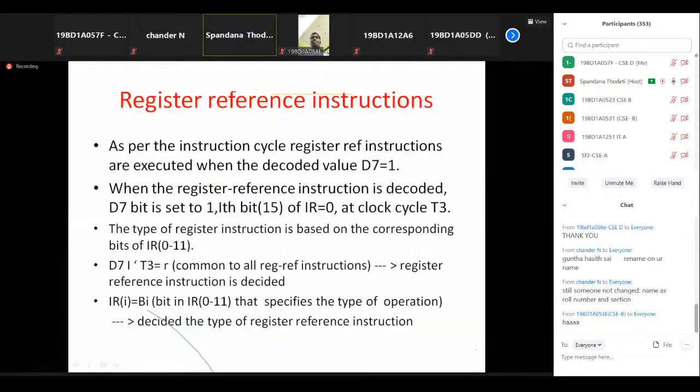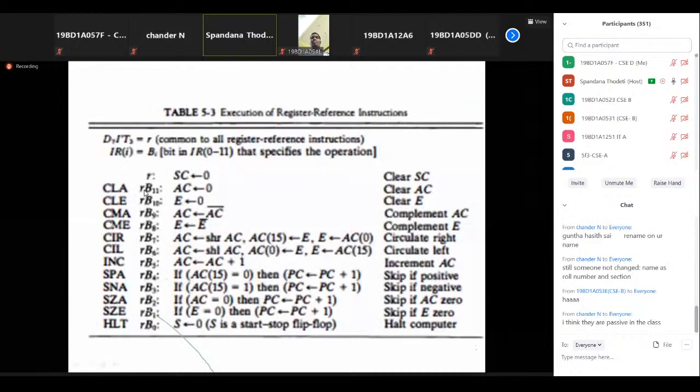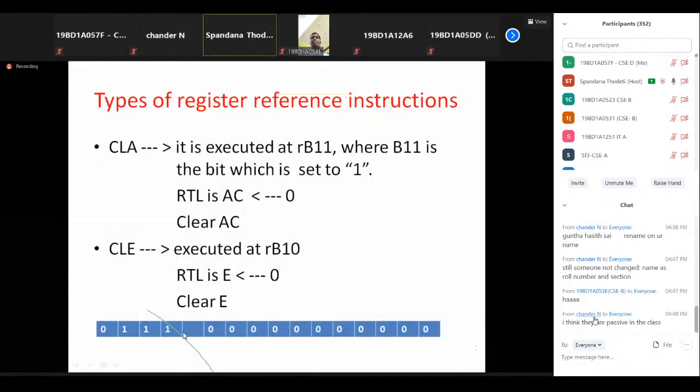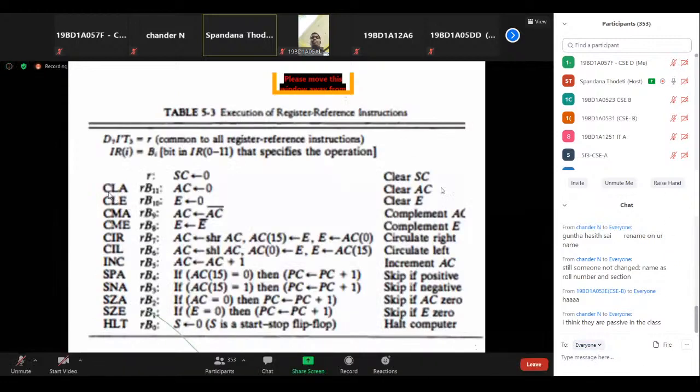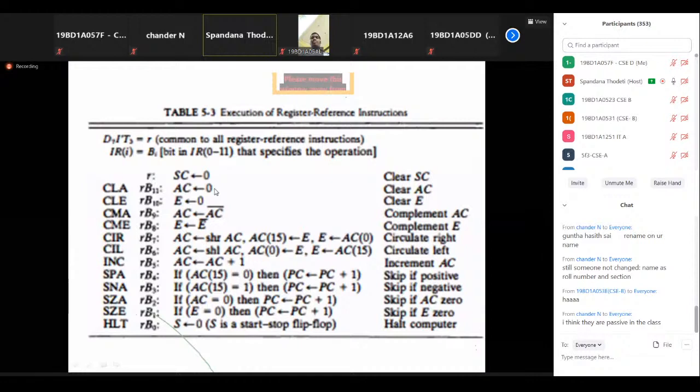So R is common for all. What is R? R means D7 I complement T3. This R is common for all the register reference instructions. So R D11, because we are making this 11th bit 1, then the CLA instruction is executed. What is CLA? Clear the accumulator. So how will you write the register transfer language? AC tends to 0. Clear the content of your accumulator.